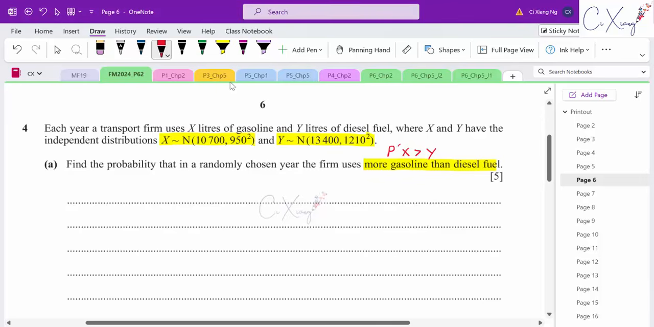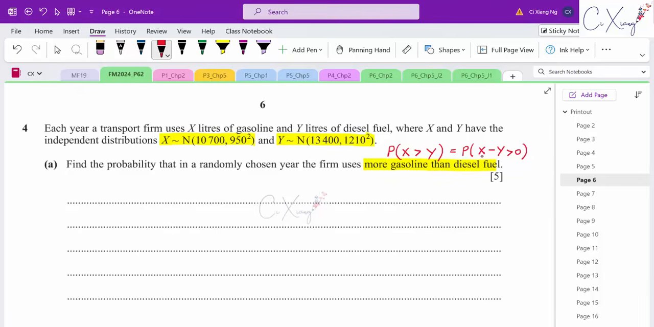But when you want to calculate the probability, we're not able to calculate it like this when you have variables on both sides. Therefore, I need to move all the variables to one side. That means I'm interested in finding X minus Y greater than 0. Before I can find the probability, I need to find the distribution for X minus Y first. So how do we find X minus Y?